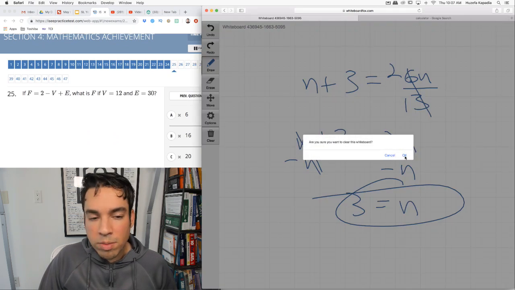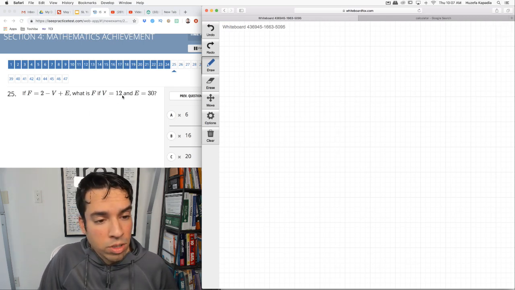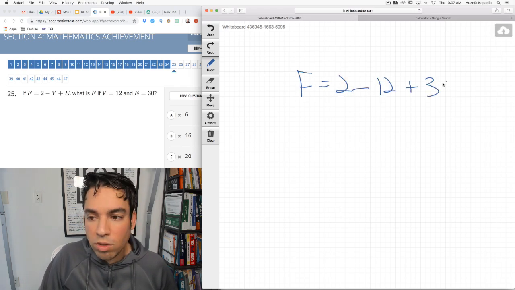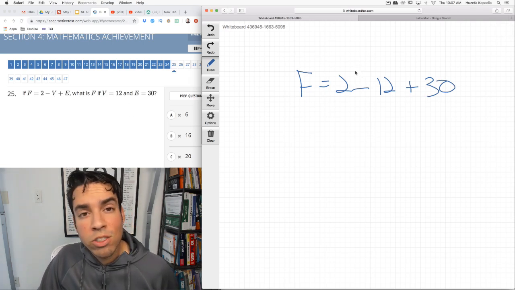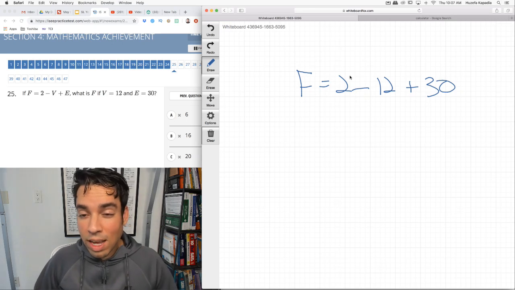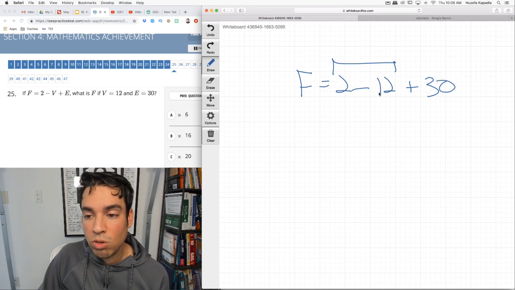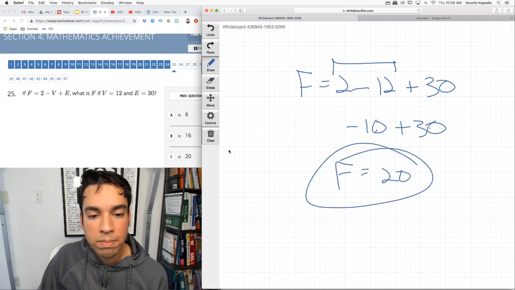Okay, this is actually a famous equation. F equals 2 minus v plus e, but it doesn't even matter. We're just plugging and chugging, substituting these values in for v and e. So check this out. F equals 2 minus 12 plus 30. See how I replaced v with 12 and I replaced e with 30? A formula is your friend. You see a formula, you know exactly what goes where. You don't have to think about anything. Then let's just do order of operations left to right. 2 minus 12 is negative 10 plus 30. Negative 10 plus 30, that's like 30 minus 10, which is 20.